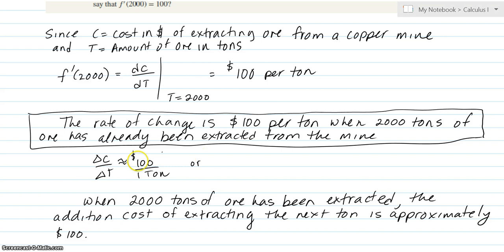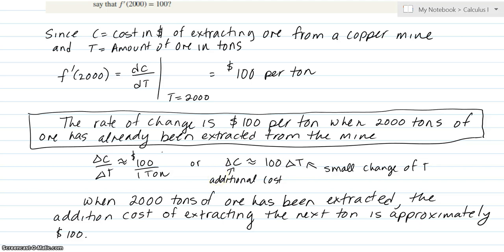Or you could even think of it like this. If I take this as approximately again, multiply both sides by delta t, 100 times delta t. This is the additional cost. A small change of t is what this one is. So you can see here that when we add one additional ton, the additional cost was 100.